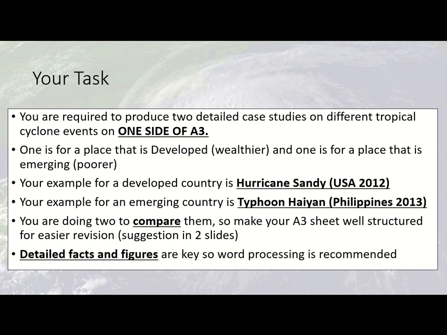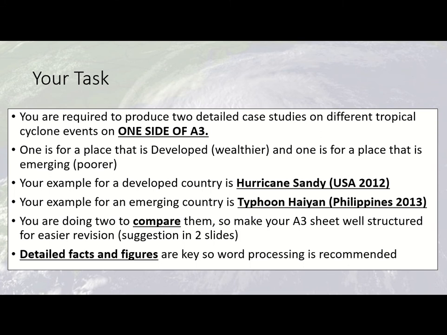Again, you can tell me where these two tropical cyclone events occurred. You should be able to anyway. One of them specifically affected the USA. Hurricane Sandy affected the United States of America, particularly New York City, and it is a wealthier, more developed country. Whereas Typhoon Haiyan affected the Philippines, which is a far less developed country with greater levels of poverty, deprivation, and fewer systems in place.